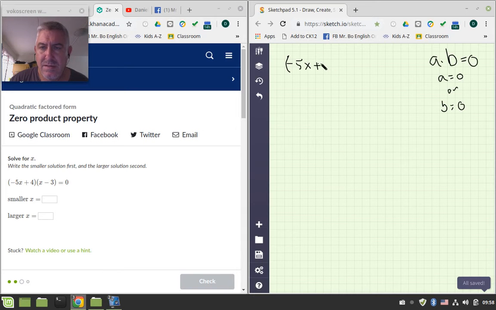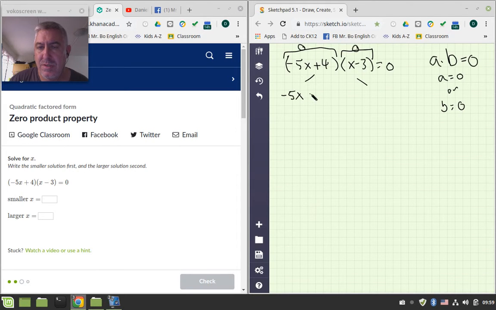5x plus 4 times x minus 3 is equal to 0, then we know this part is 0 or this part is 0. So I'm going to divide those up into two equations. Or x minus 3 equals 0. So one of these is true, and maybe both are true. But if they have different answers, then they can't both be true at the same time. So one or both are true.